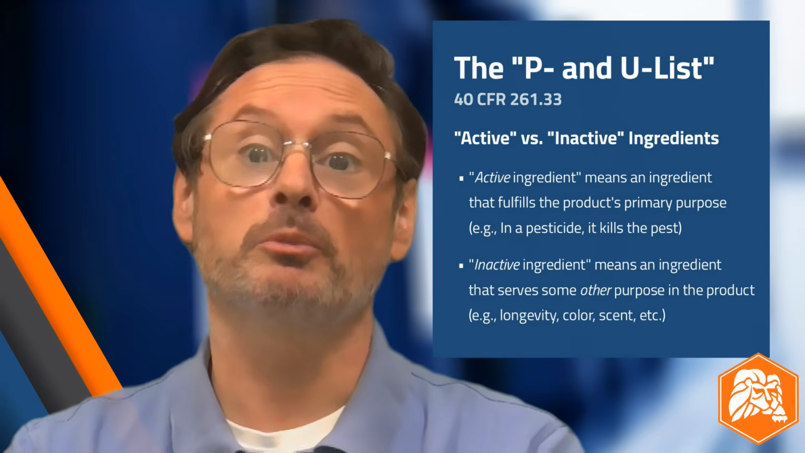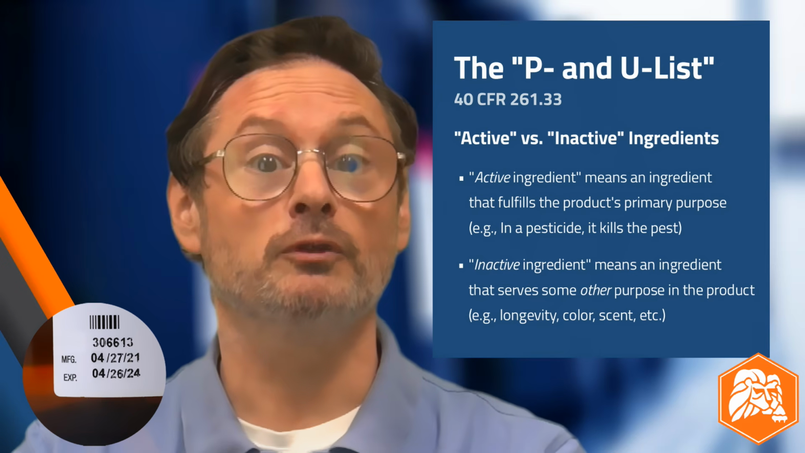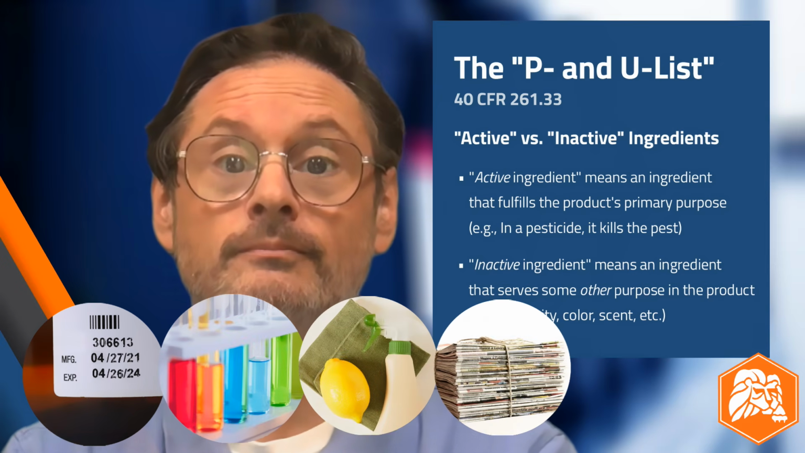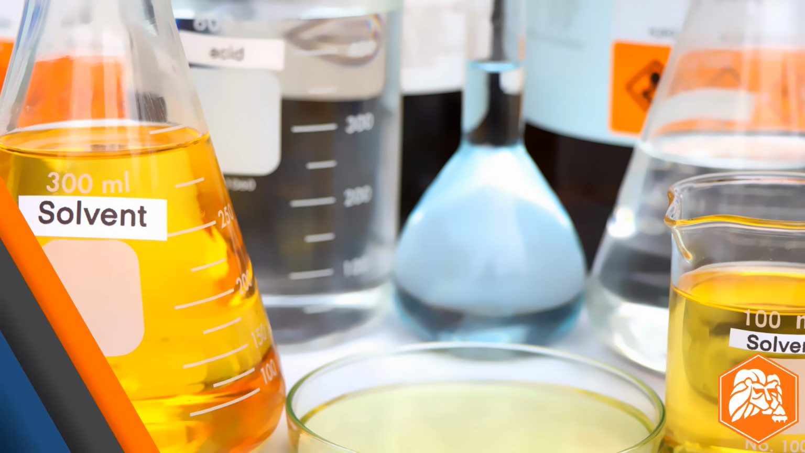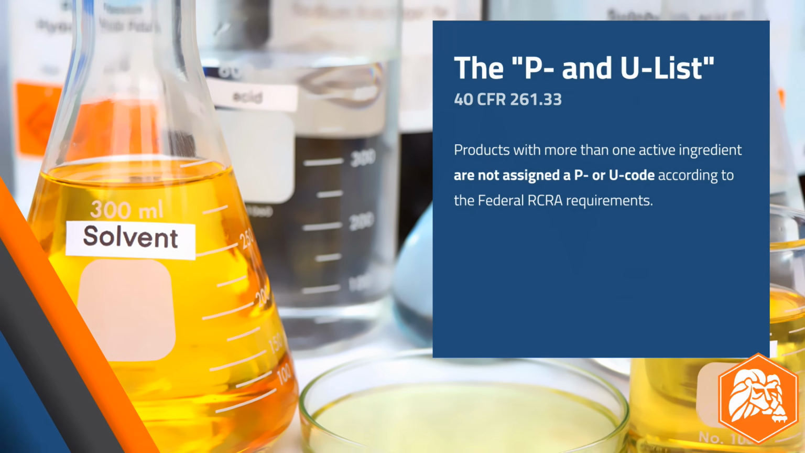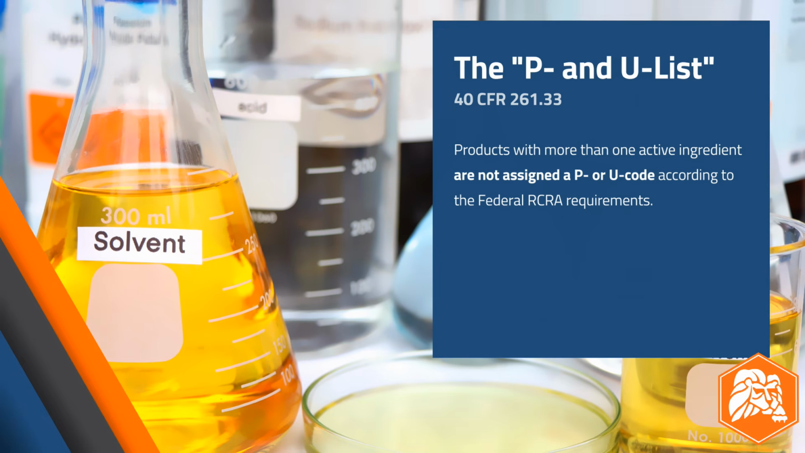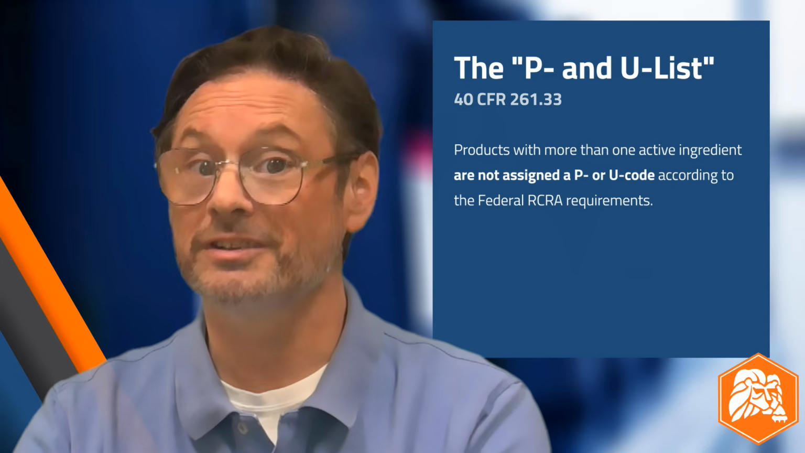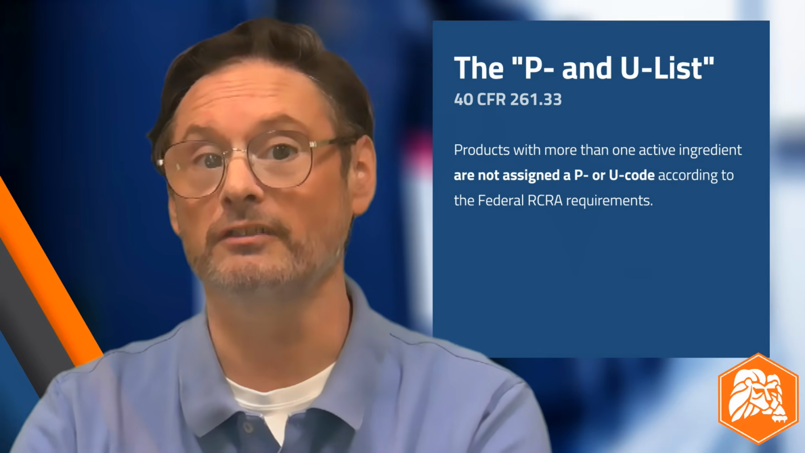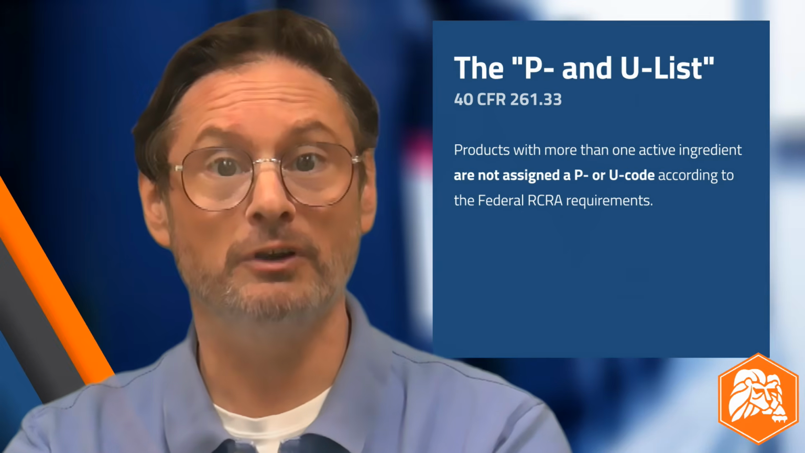Inactive ingredients are there for a reason too, just not the main reason. They might improve the product's shelf life, make the product colorful, or make it smell nice, or bind together the other ingredients. Some chemical products have more than one active ingredient. A lot of solvent blends, for example, combine several chemicals that are all utilized for their cleaning or degreasing abilities. When a product has more than one active ingredient, even if all those active ingredients are listed on the P and U list, the generator does not assign a P or U code to that waste according to the federal RCRA regulations. This may be different in your state.